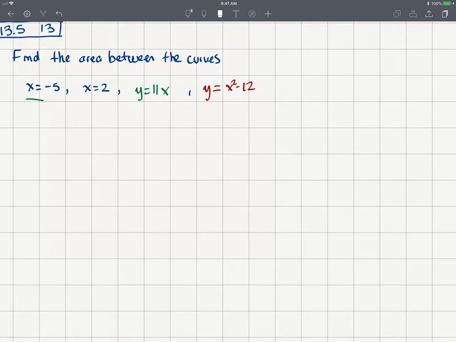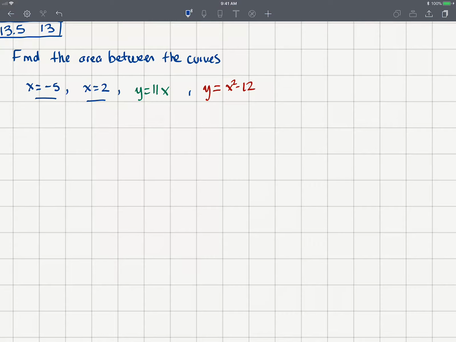Okay, so we're going to solve a problem that a couple of students asked about: finding the area between two curves. This one is actually between two curves and then two vertical lines, the line x equals -5 and the line x equals 2. So first of all, we need to have a clear idea of the picture of this to solve this problem.